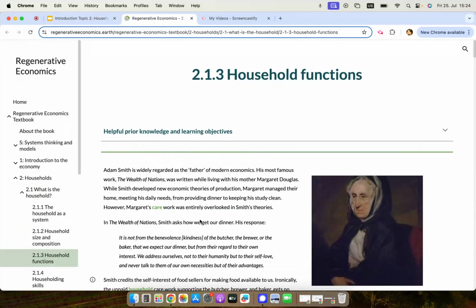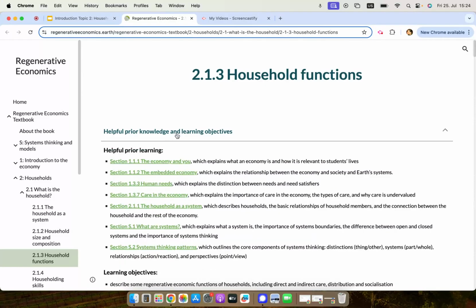This is what that section on 2.1.3 household functions looks like. We have here some helpful prior knowledge and learning objectives. Every single section is structured the same way. It always starts with this prior knowledge and learning objectives. The prior learning doesn't mean that you have to have covered these sections in order to understand the current section. We're just trying where we can to make connections to other earlier sections in the textbook where it makes sense.